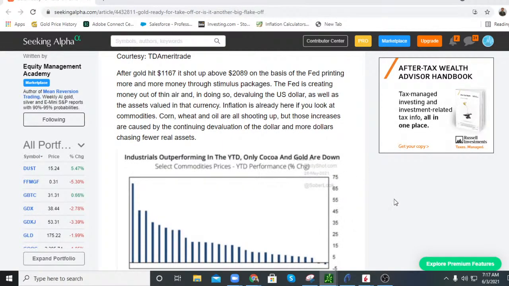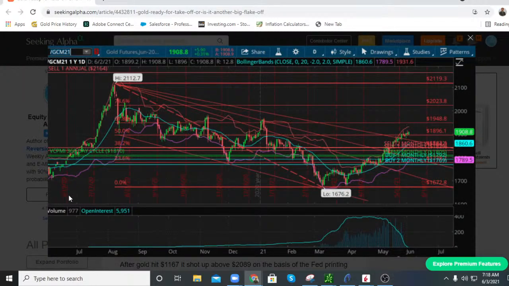After gold hit 1167, it shot up above 2089, on the basis of the Fed printing more and more money through stimulus packages. The Fed is creating money out of thin air, and in doing so, devaluing the US dollar as well as the assets valued in that currency.